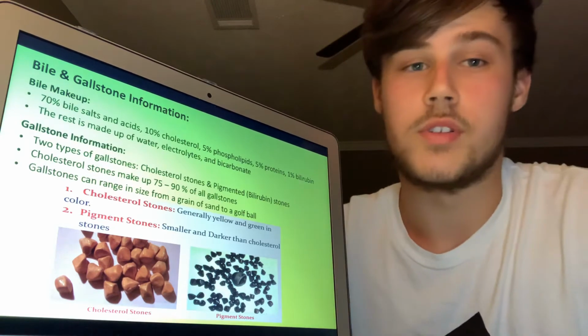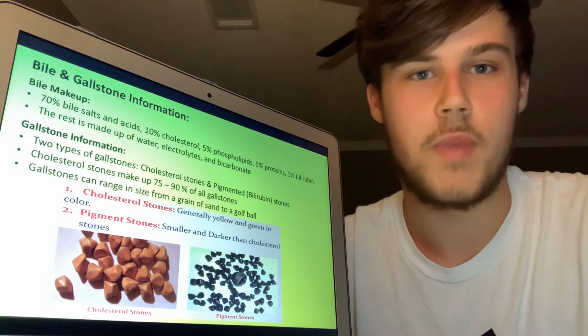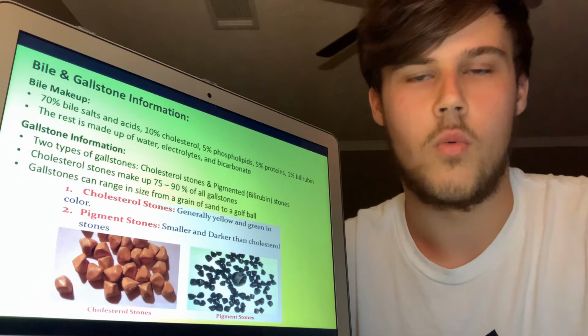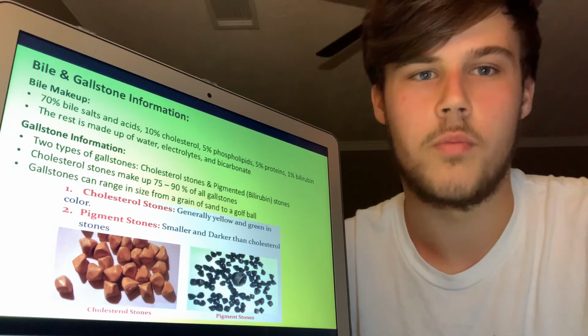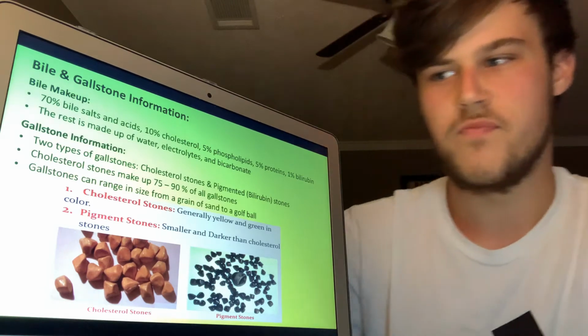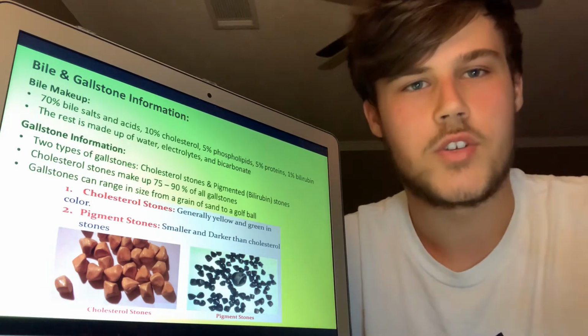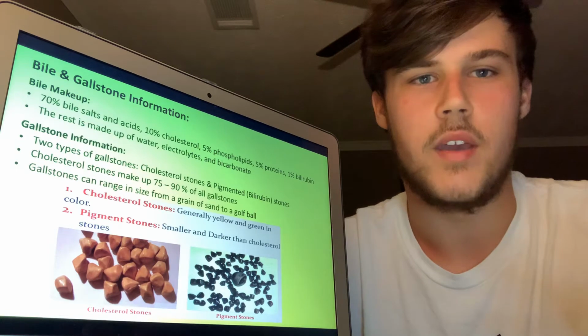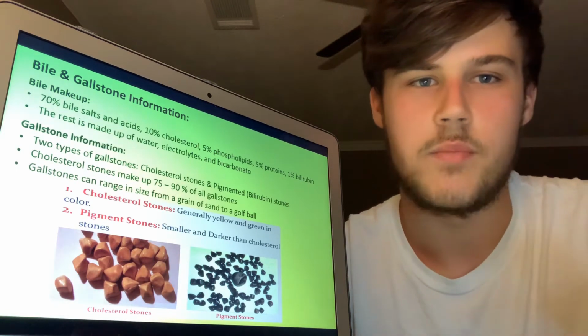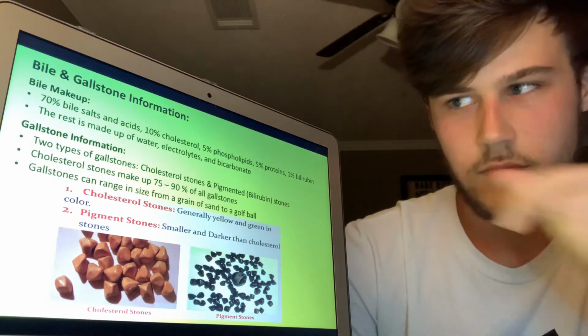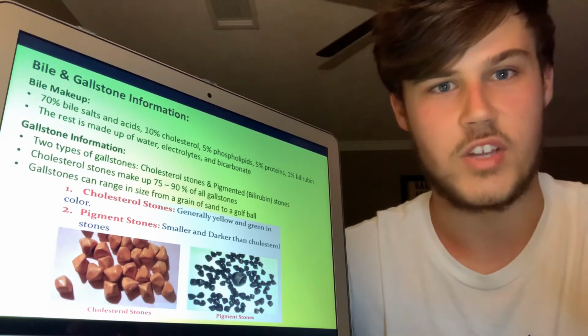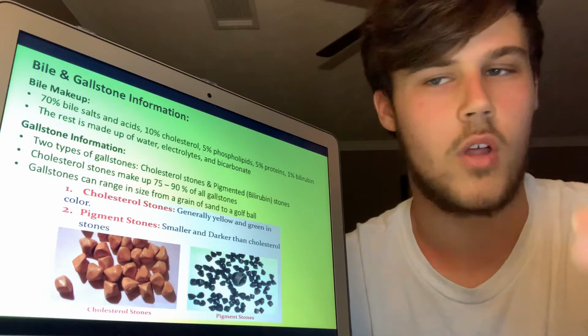Okay, gallstones. There are two main types of gallstones. One is cholesterol gallstones, and the other is pigmented or bilirubin gallstones. Cholesterol gallstones make up anywhere from 75 to 90% of all reported gallstones. And they can range in size from a grain of salt all the way up to a golf ball.